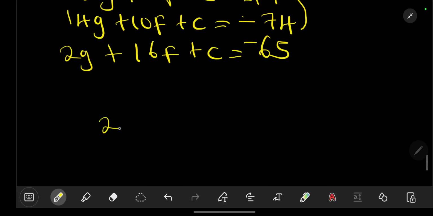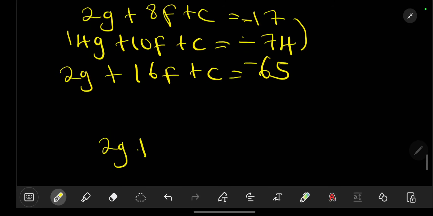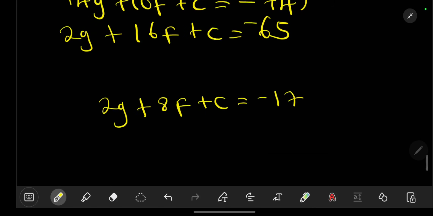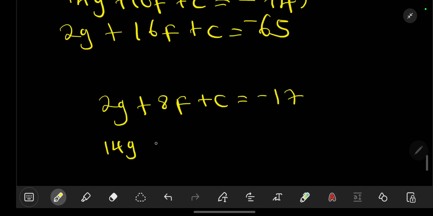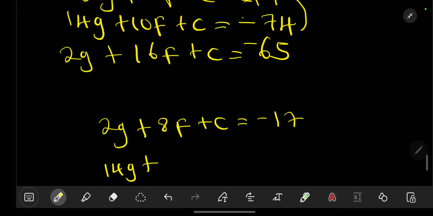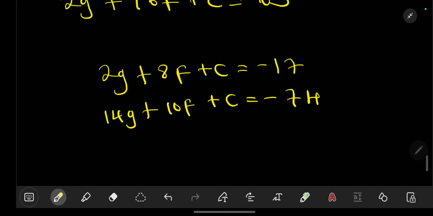So we have our 2g, then we have plus our 8f plus c should be equal to negative 17. This other one is 14g, then we have plus our 10f, then we have plus our c should be equal to negative 74. So what we are going to do is that we want to eliminate any variable. We can see that c and c are equal, so we can eliminate them. How? By subtracting. C minus c is 0, so we are going to introduce a negative.